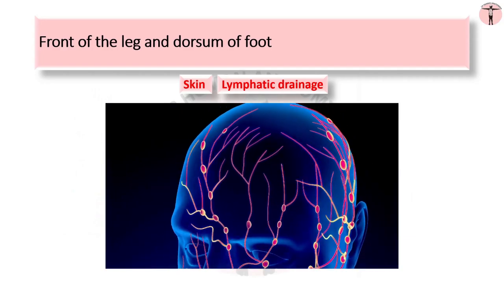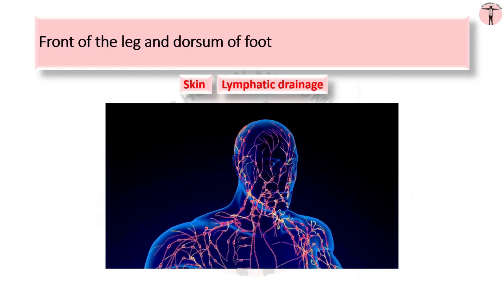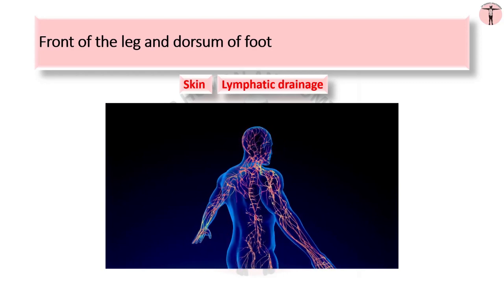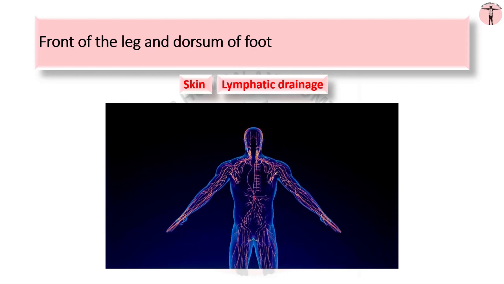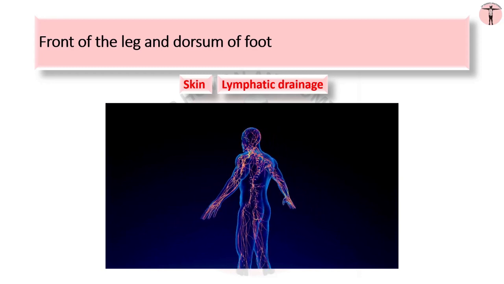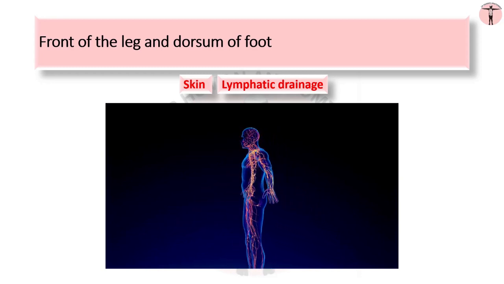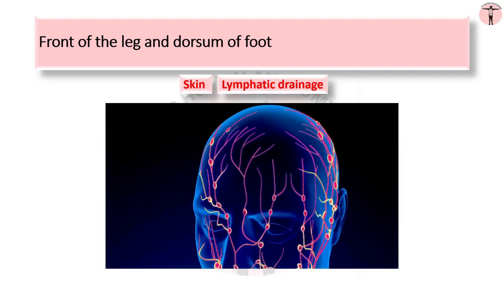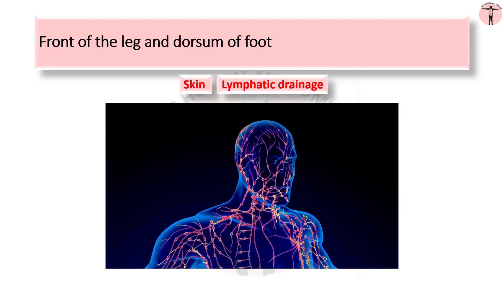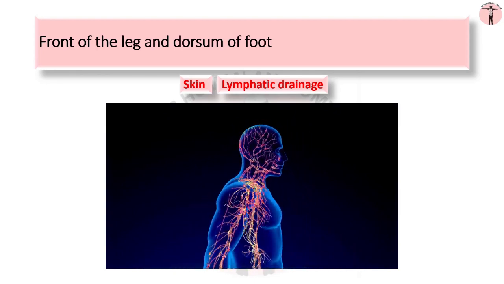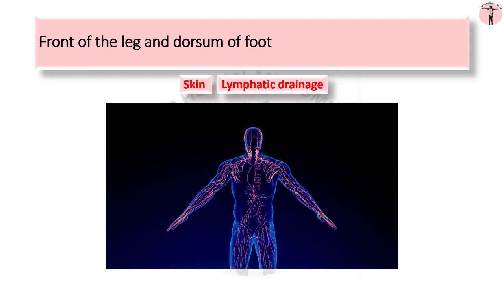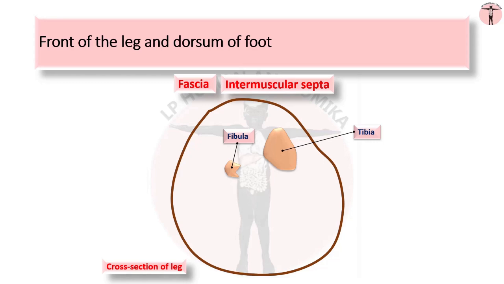The greater part of the lymph from the skin and superficial fascia on the front of the leg drains upward and medially in vessels that follow the great saphenous vein to end in the vertical group of superficial inguinal lymph nodes. A small amount of lymph from the upper lateral part of the front of the leg may pass via vessels that accompany the small saphenous vein and drain into the popliteal nodes. The deep fascia of the leg is very strong and is called crural fascia.